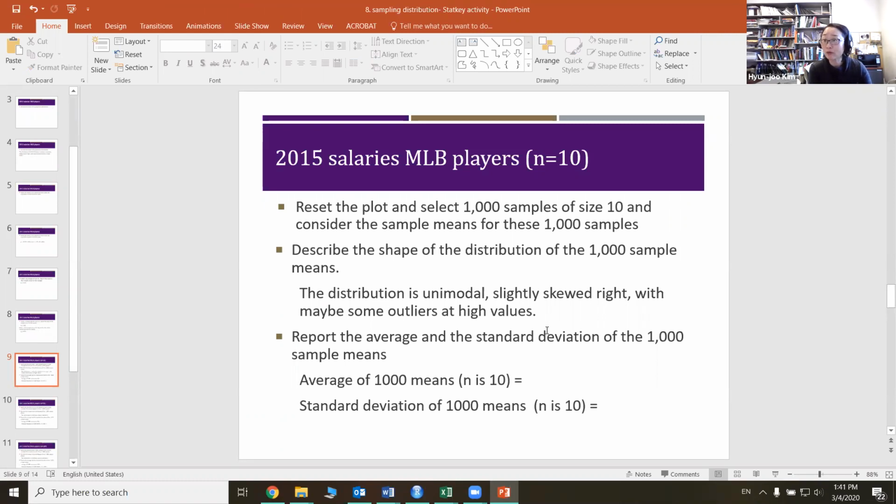Now, one of the benefits of using this StatKey applet is we can do this multiple times, thousands of times, right? So we're going to try to do that. We stick with our MLB player salary data, and n is still equal to 10, but this time we're going to get the sample thousands of times at once.